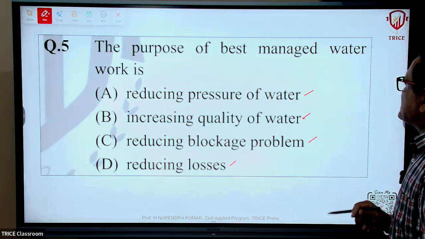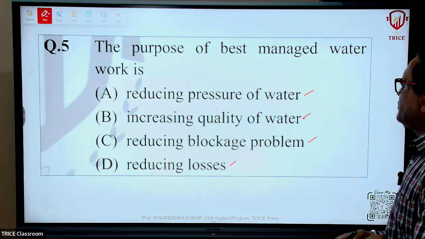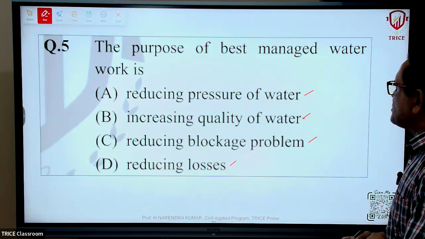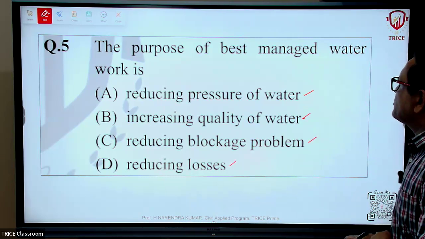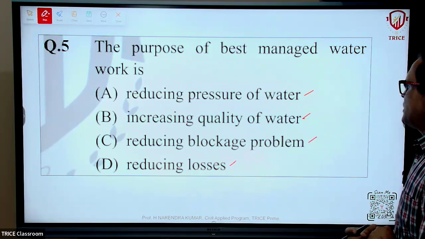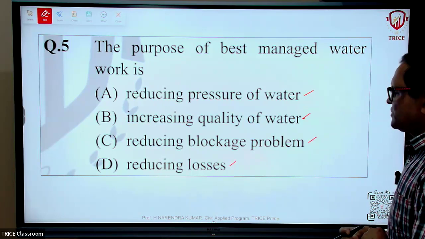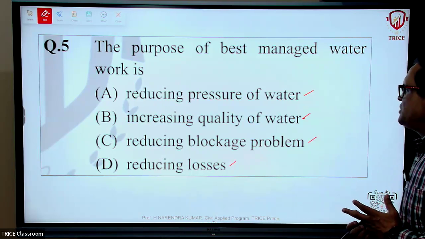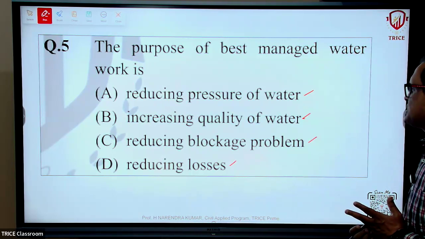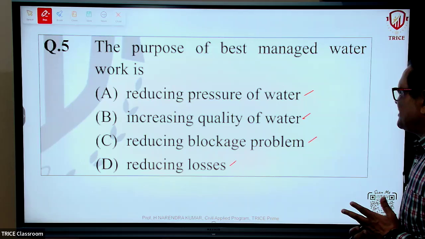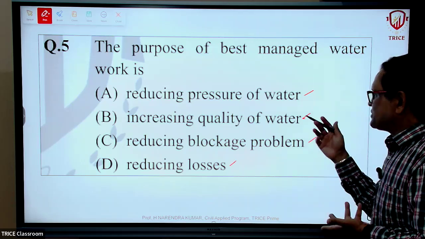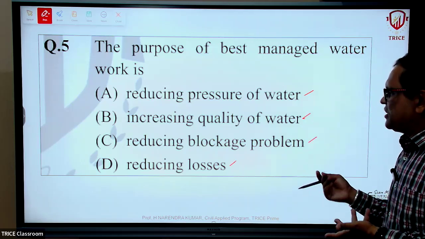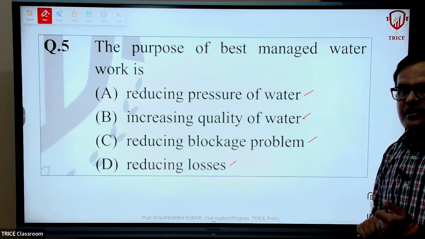Sometimes we think, yeah, increasing quality of water is also one of the purposes of the best managed water, is it not? Reducing blockage, there should not be any blockage in the distribution system. Reducing pressure is not the best. Okay. So there are issues in our mind. Is it option B or option C or option D, reducing losses?